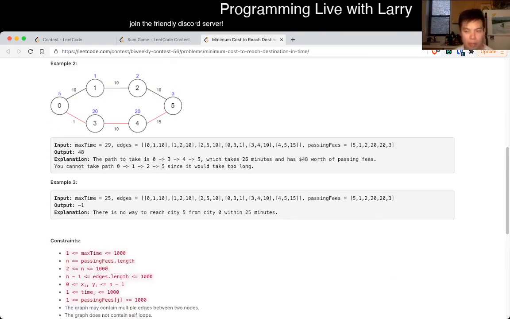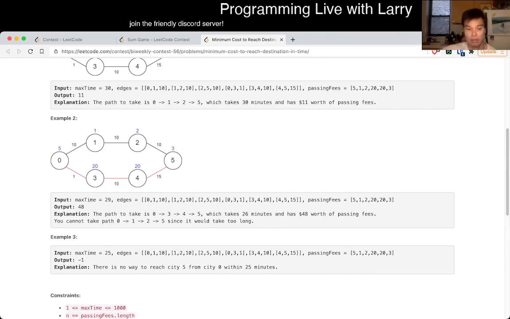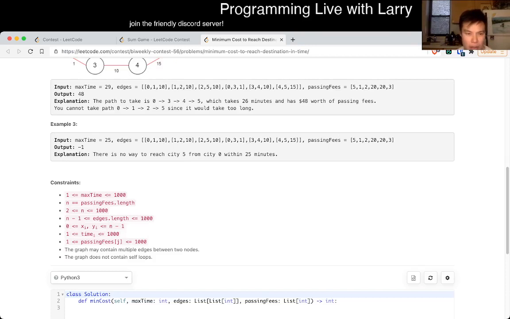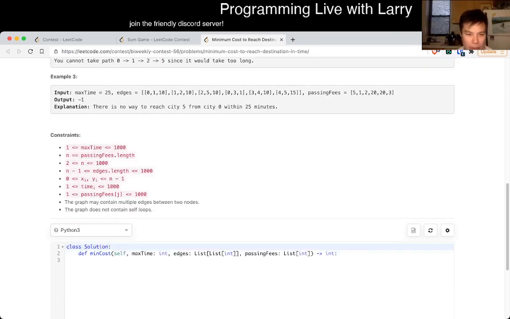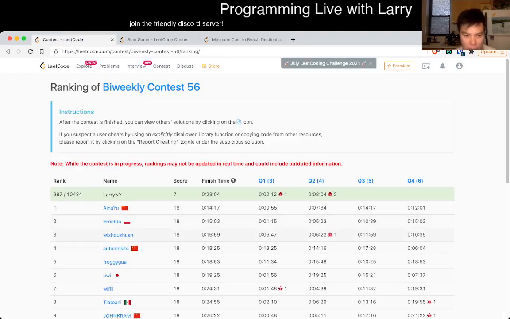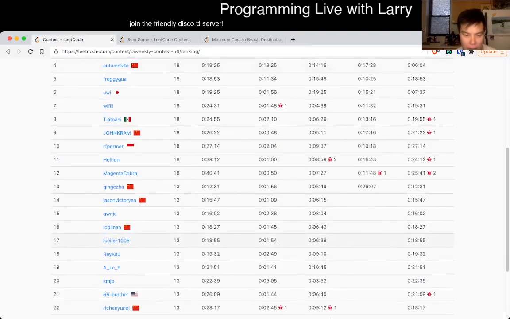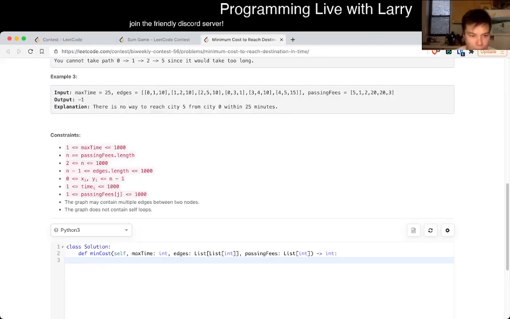Is it? Yeah, I think so. I think just a million nodes. That's going to be really expensive, though, for Dijkstra. But people have gotten it pretty quickly, so maybe that is roughly right. I don't know.